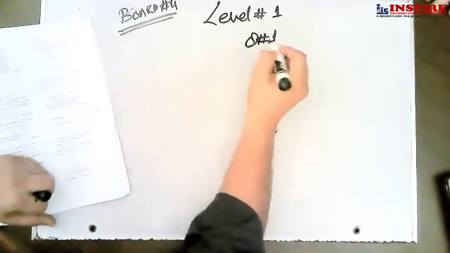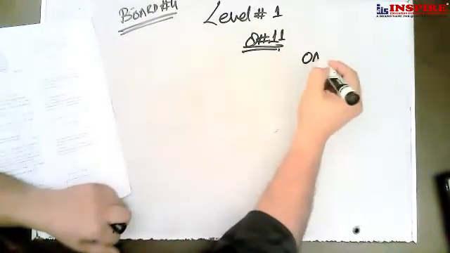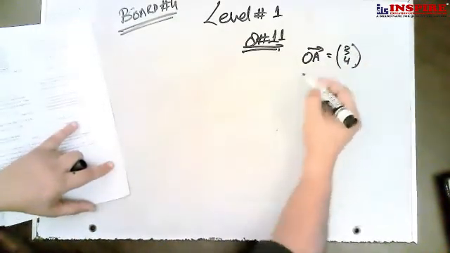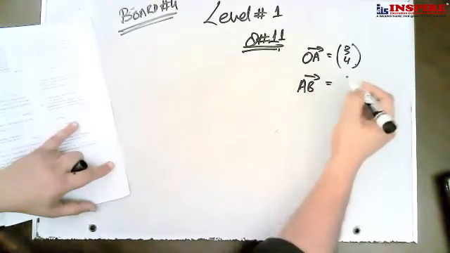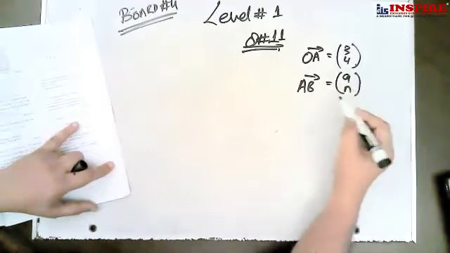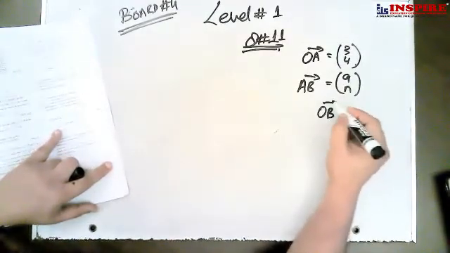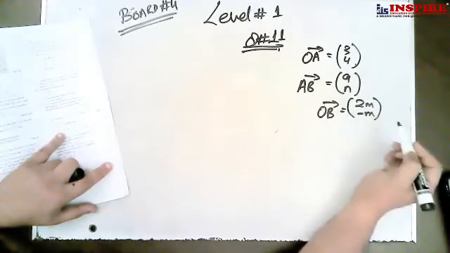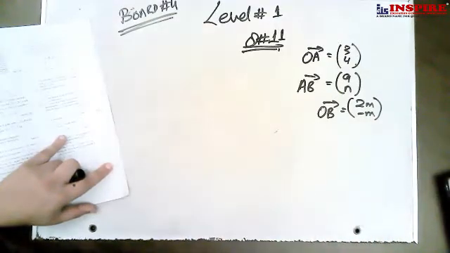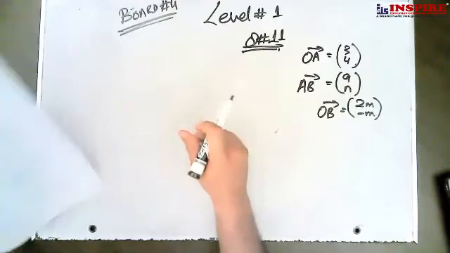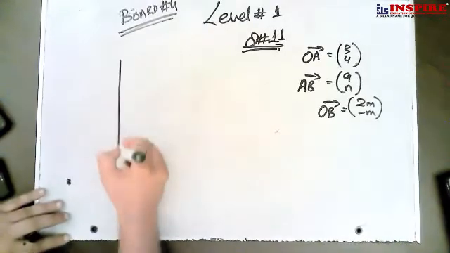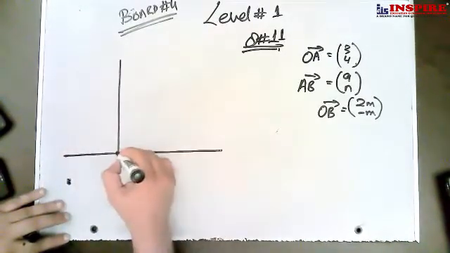Question number 11. It is given that OA is equal to 3 and 4. AB is given as 9 and 0. And OB is given as 2m and -m. Now before I go ahead and explain to you, there's one part I left in the last board because we went a little off board.